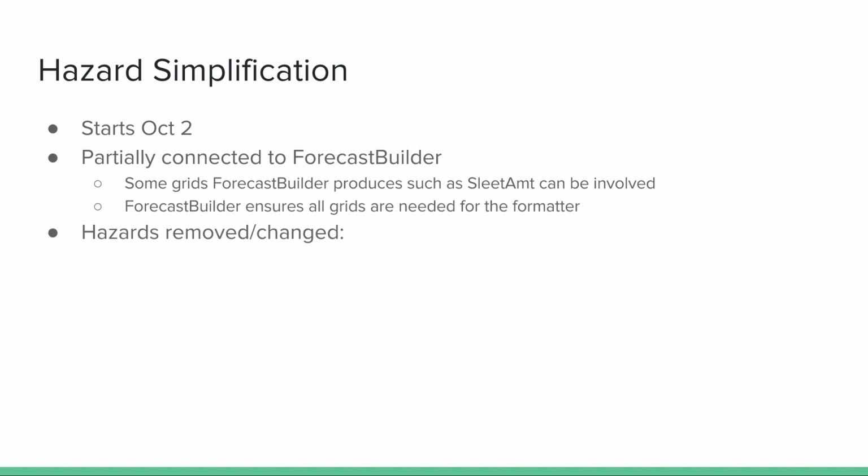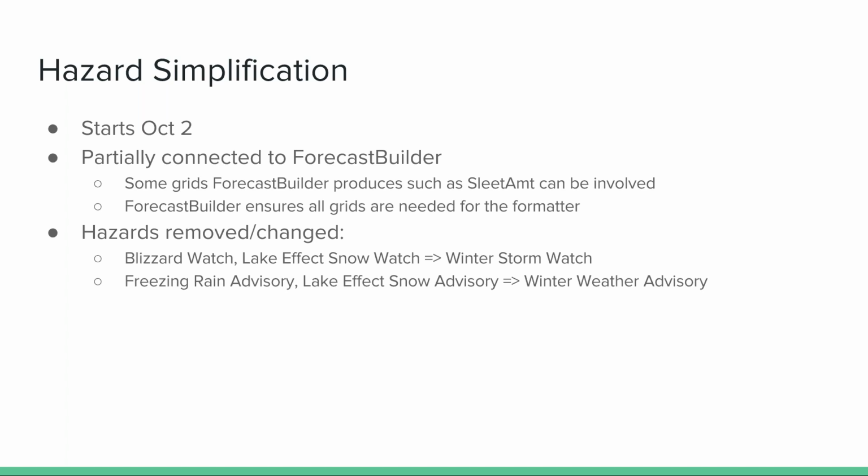For your reference, it's also noted in the hazard simplification presentation, some of the changes: the Blizzard Watch and the Lake Effect Snow Watch are no longer in existence. Starting October 2nd, they are now put into the Winter Storm Watch. The Freezing Rain Advisory and Lake Effect Snow Advisory go away into the Winter Weather Advisory. And this is Central Region specific anyway: the Lake Effect Snow Warning goes into the Winter Storm Warning.